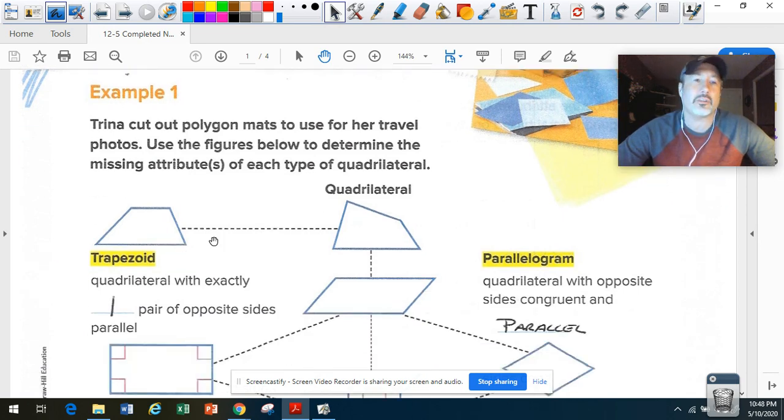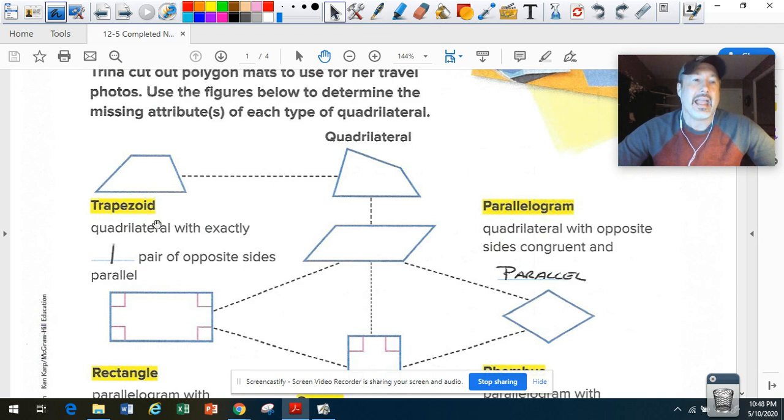So let's start here with the trapezoid. It says a trapezoid is a quadrilateral with exactly what? One pair of parallel sides. So if we take a look here, this side here is going to be parallel to that side there. That means they are parallel. These sides over here are not, because it only has one set of parallel lines. Yes, we do know this is a quadrilateral, which means it has 1, 2, 3, 4 sides.